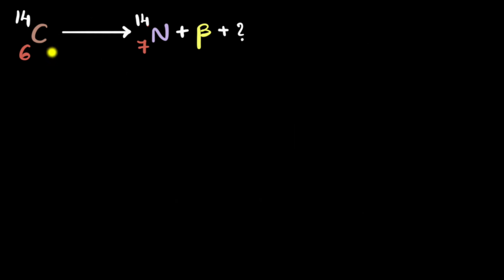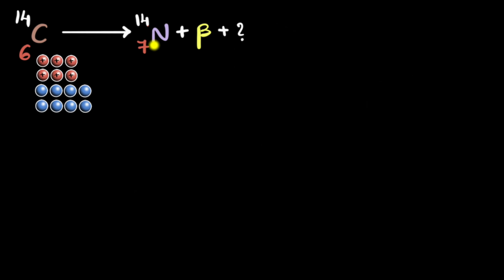So again, the question is, what's going on over here? What's this beta particle? Of course, we can Google it, but where's the fun in that? Instead, let's put our thinking caps on and see if we can logically deduce this. The way I like to think about it is just keep track of protons and neutrons. If you look at carbon, it has 6 protons in it. And since the total number of particles is 14, the remaining 8 must be neutrons. So there are 8 neutrons in it.